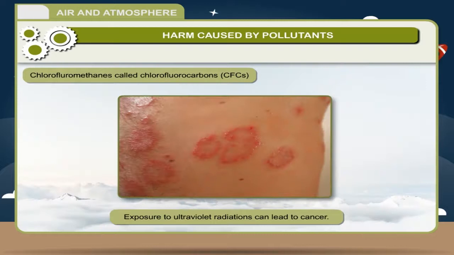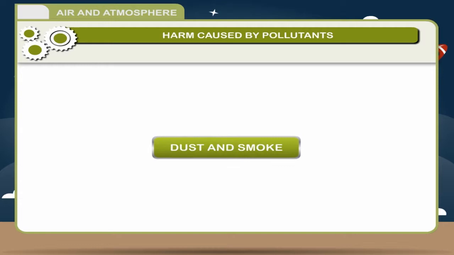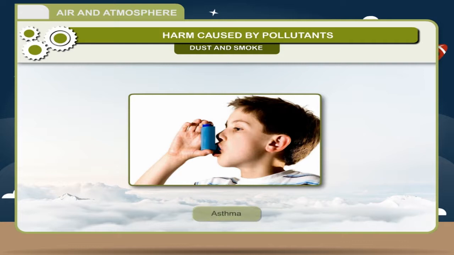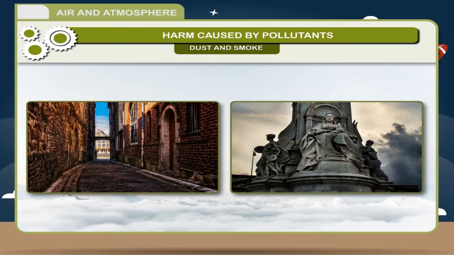Dust and smoke. Dust released by natural disintegration of rocks and smoke produced by burning of organic matter cause respiratory problems like asthma and bronchitis. They reduce visibility and blacken buildings and monuments.